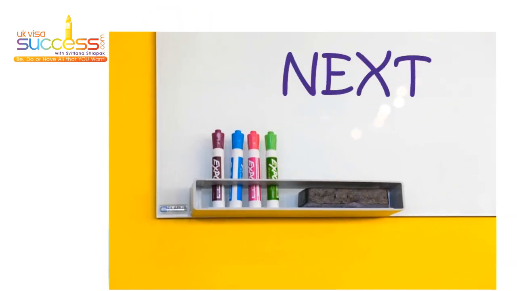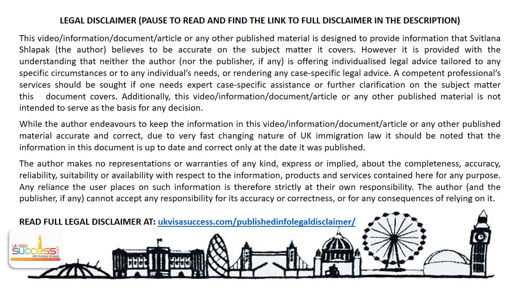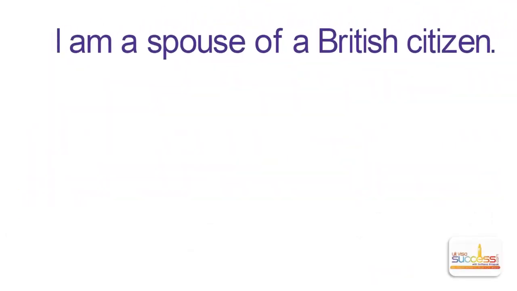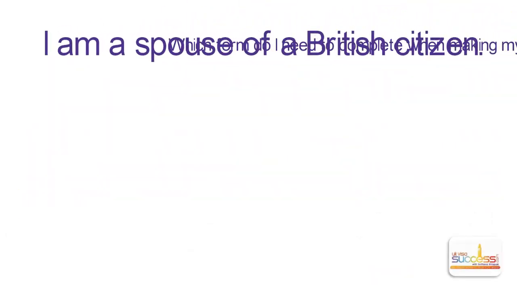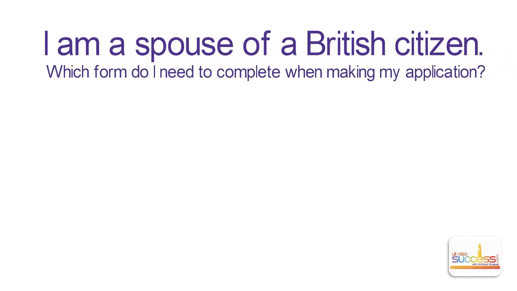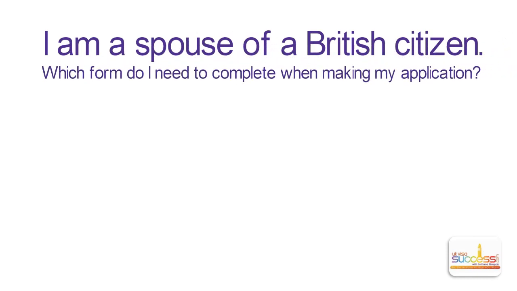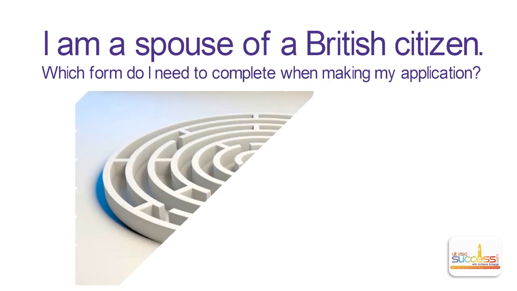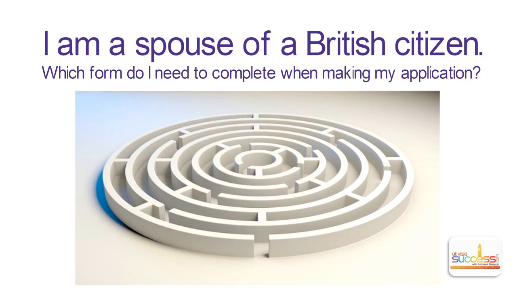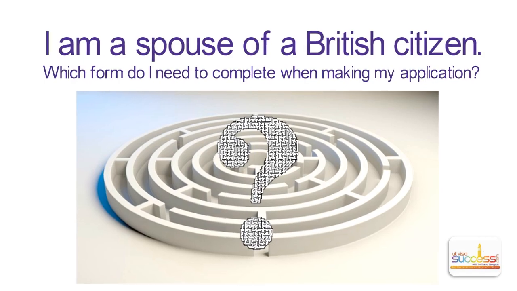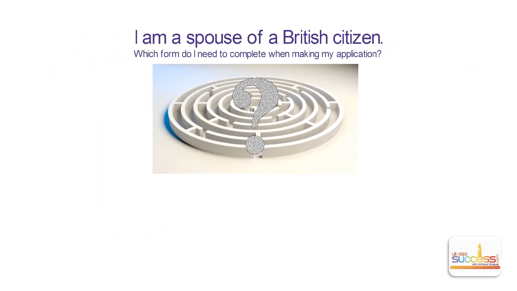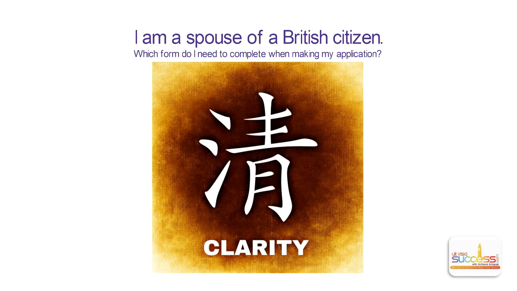And here is your next frequently asked question. I'm a spouse of a British citizen. Which form do I need to complete when making my application? This is one of the most frequently asked questions which I get a lot. And I do agree that it may be quite confusing because there are a number of various forms and you can quite easily get confused when deciding which form is appropriate for your particular application. I promise you that after watching this video, all confusion will disappear and you will be crystal clear on which form you need.